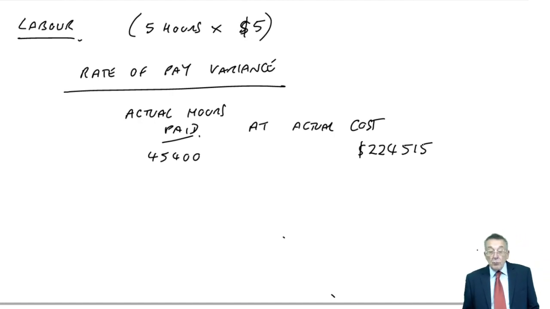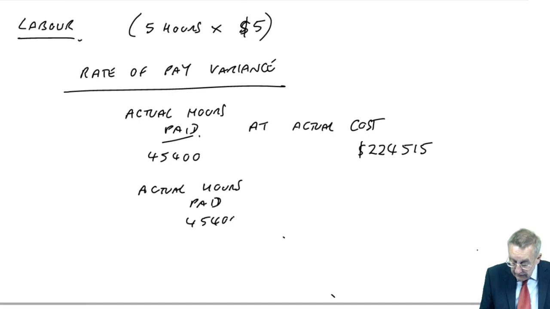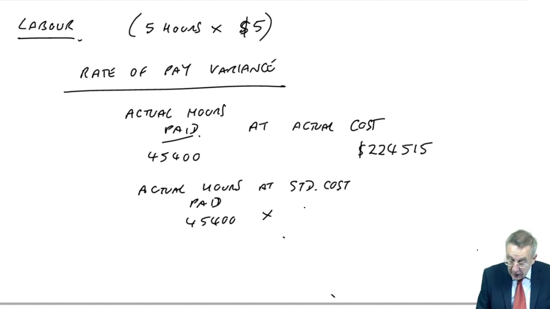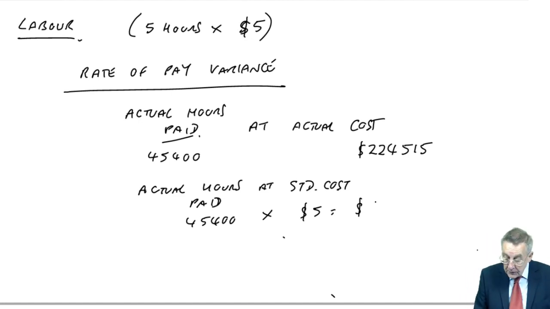And we compare that with what we should have paid. So again, the actual hours we paid for were 45,400. At standard cost, well, we should have paid, what was it, $5 an hour. And so we should have spent 227,000.